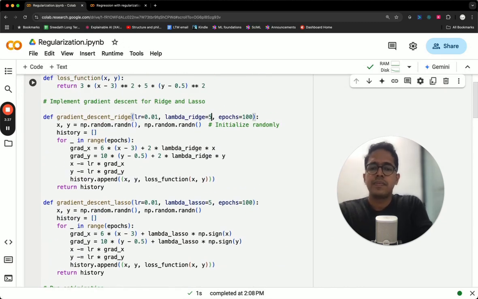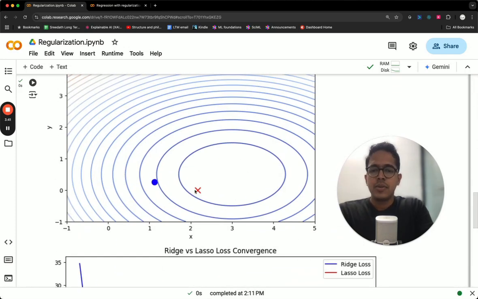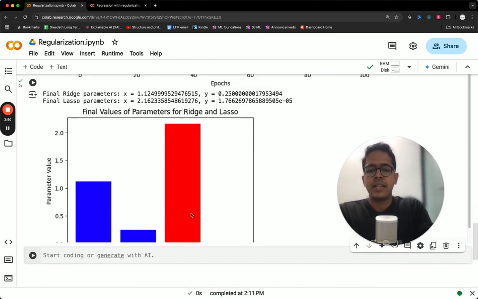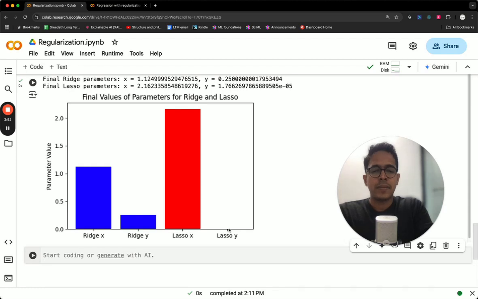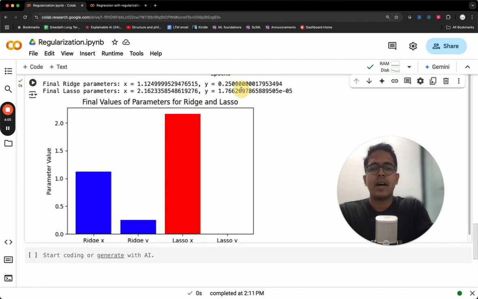So when lambda becomes 5, you can see what happens. You see now the lasso has pushed this value exactly to be 0, whereas ridge is not exactly 0. You can see that from this graph. See, the lasso y has disappeared. The y parameter in lasso regularization has disappeared. Whereas in the ridge, the y parameter, although it is a small number like 0.2 or 0.25 or something, it has not disappeared. Yeah, it is exactly 0.25. Whereas in lasso, here it is exactly 0.